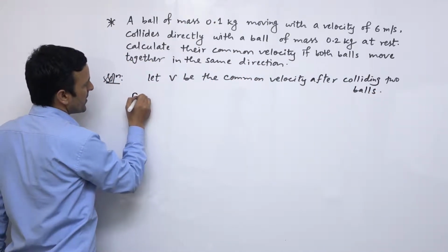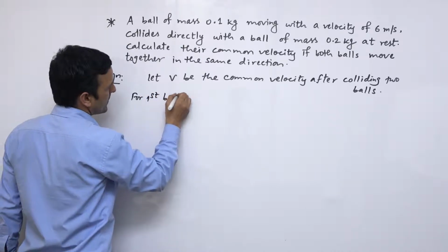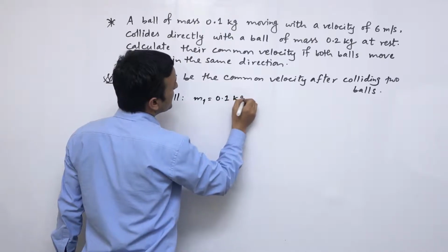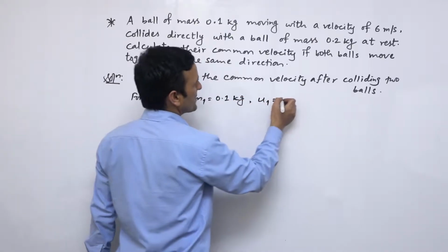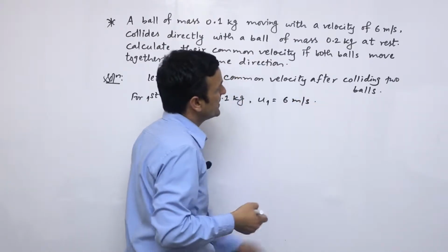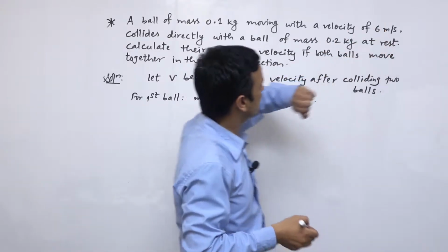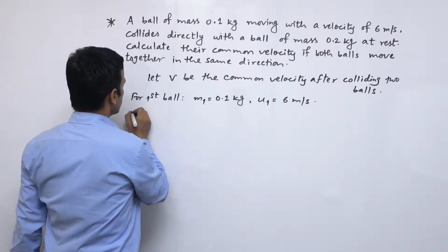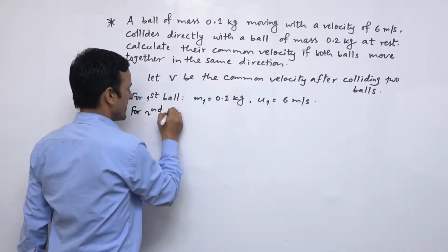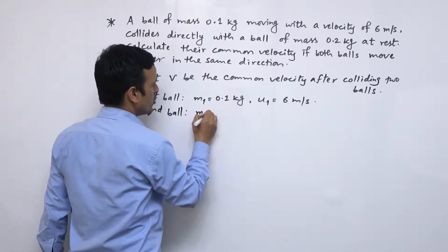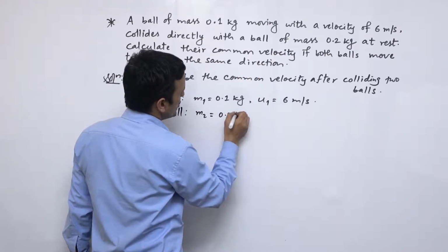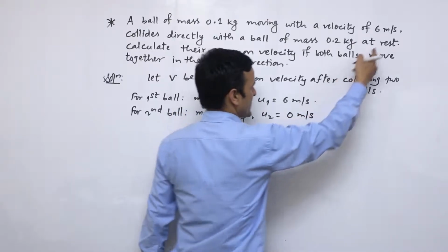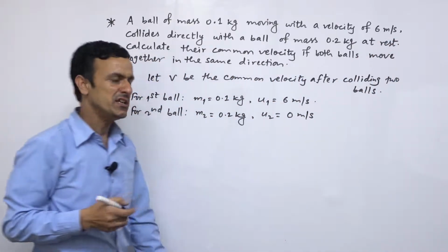So for the first ball, mass m1 is 0.1 kg and velocity u1, suppose it is 6 meter per second. We have the first ball's velocity and mass, so we took m1 and u1. Similarly for the second ball, m2 is equal to 0.2 kg and velocity is 0 because it is at rest. Since it is at rest, its velocity is 0.